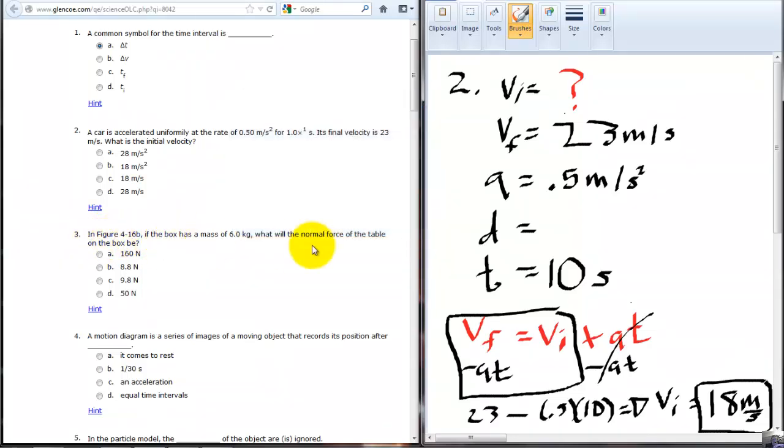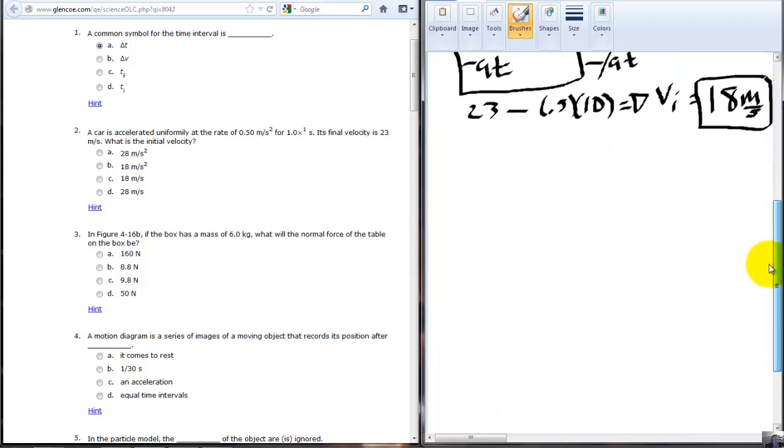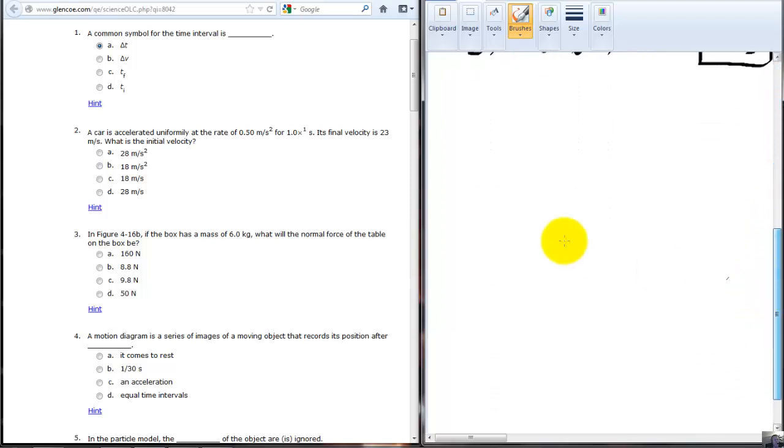In the figure, which we don't have, a box has a mass of 6 kilograms. What will the normal force from the table on the box be? So let's just draw a force diagram for a box sitting on a table. So here's our box. The box is 6 kilograms. Okay, it says the box is sitting on the table.